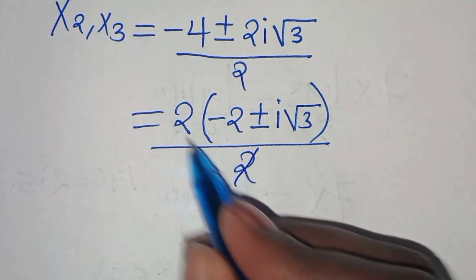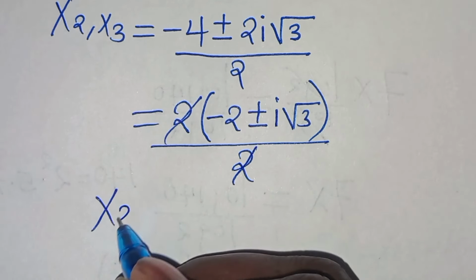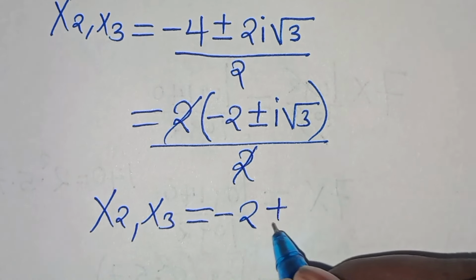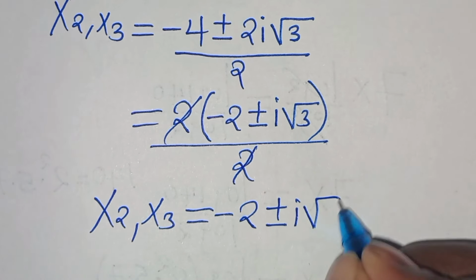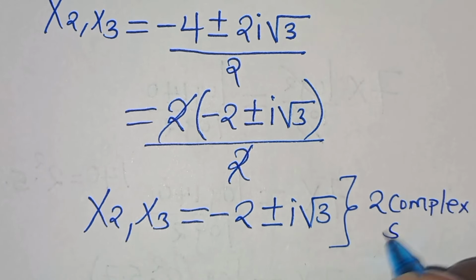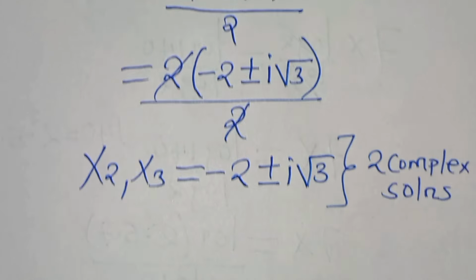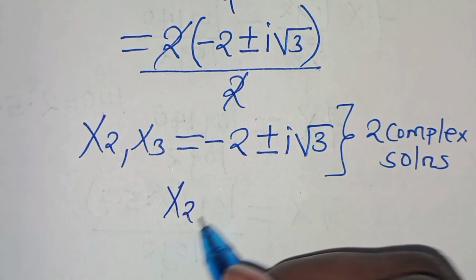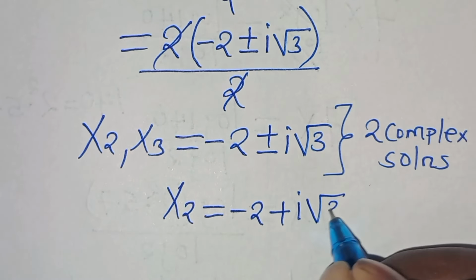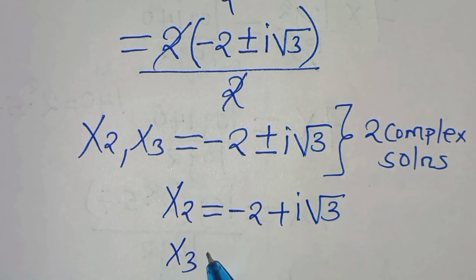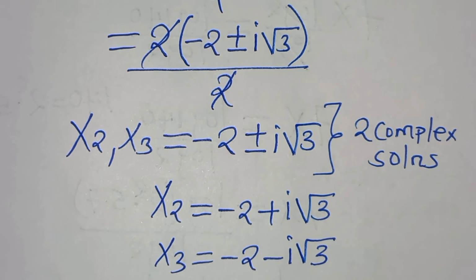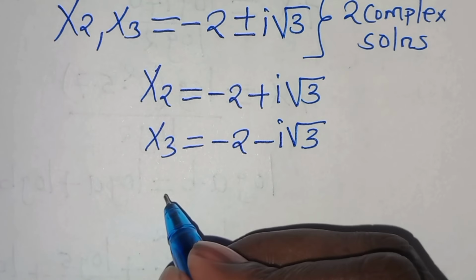So let's simplify 2 and 2 here so that now x2, x3 is equal to minus 2 plus or minus i square root of 3. Now these are two complex solutions under case 1. That is x2 is equal to minus 2 plus i square root of 3, and x3 is equal to minus 2 minus i square root of 3. Now let's proceed to case 2 from here.